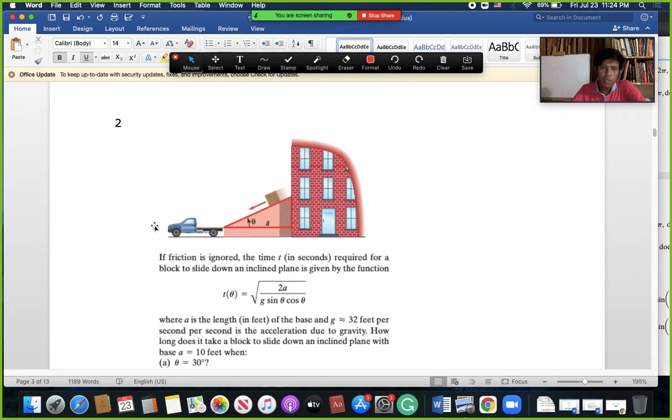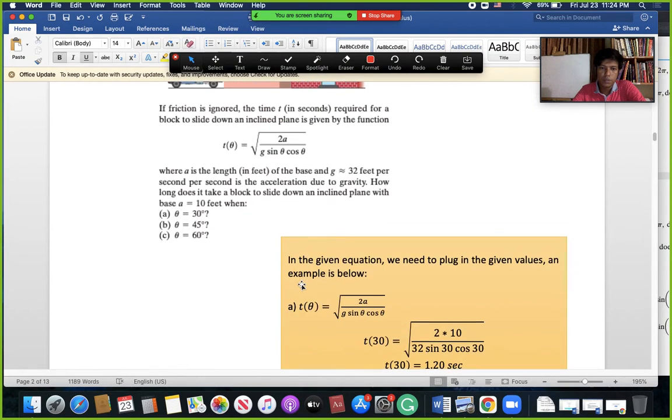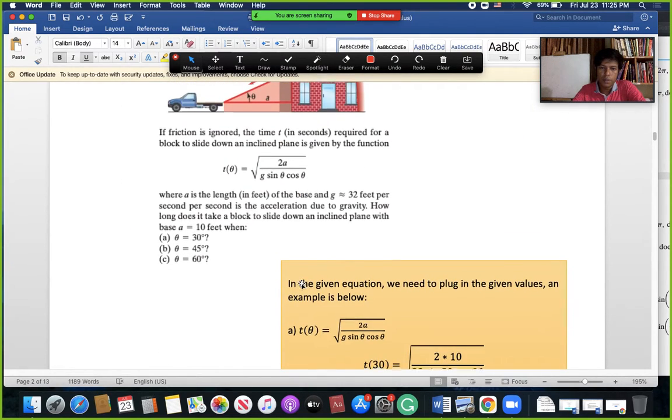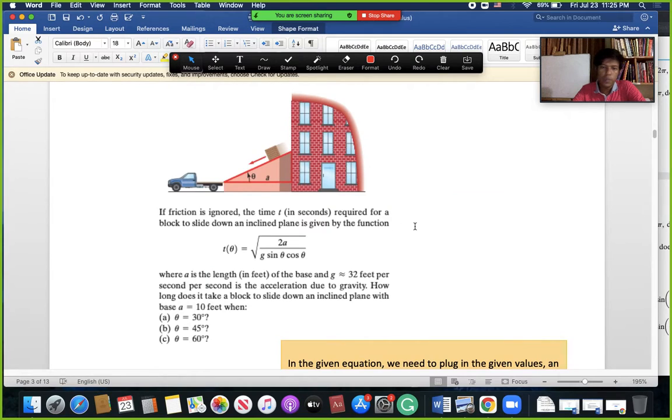Then this one is from our section 6.2. The page number is this. So this math also you have seen. This is not new. So T of theta equals this function, given for 30 degrees, 10 feet. We will just have to do the calculation unless there are any other additional questions.